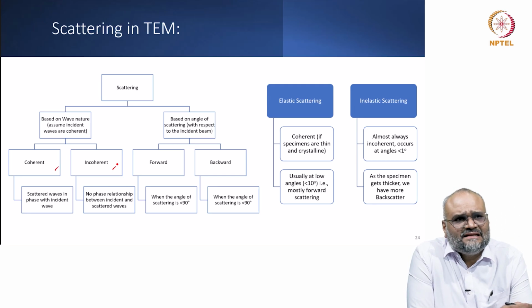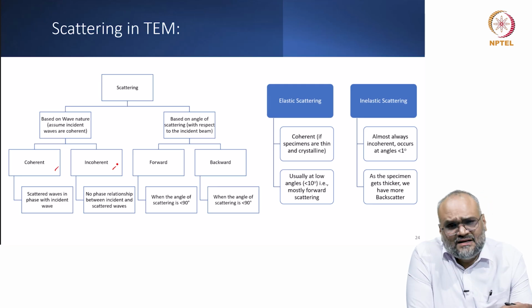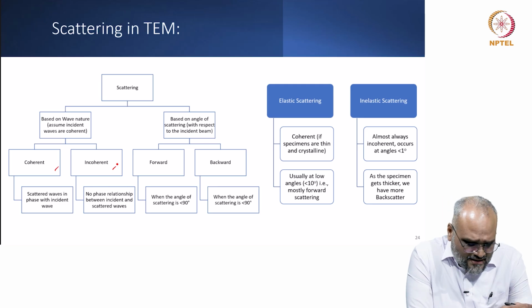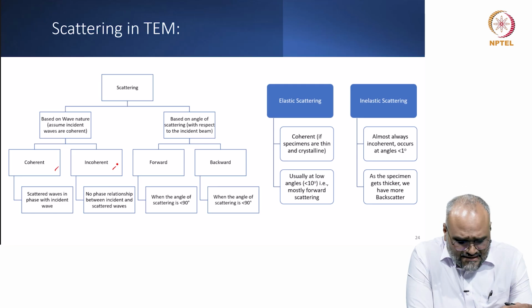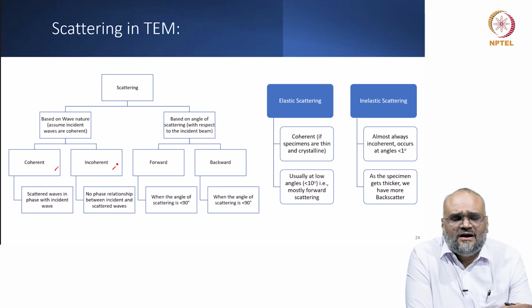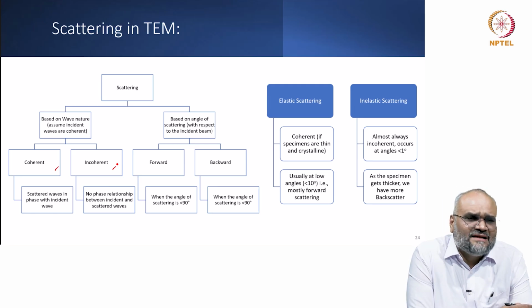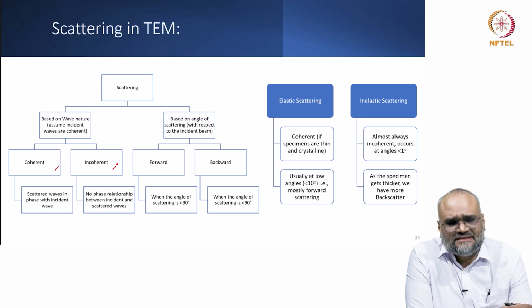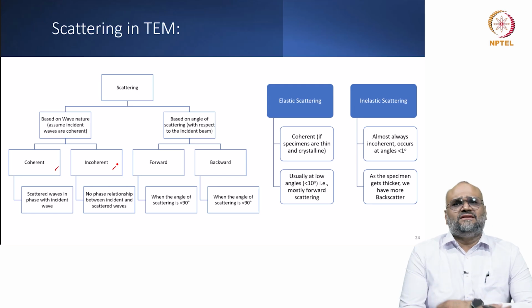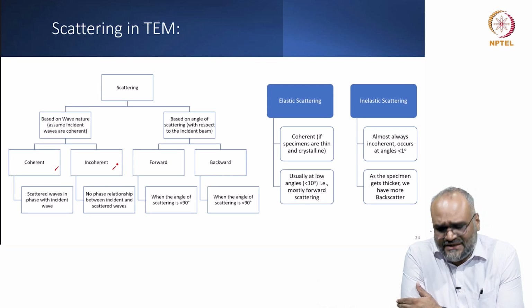wave is either in phase in coherent scattering, or there is no direct phase relationship between the incident and the scattered waves. And based on the angle of scattering, you are either looking at the forward scattered or the backward scattered electrons, and 95% or maybe 97% or even higher of the signal that you obtain in a TEM is forward scattered electrons, and based on this most of our imaging theory is built.